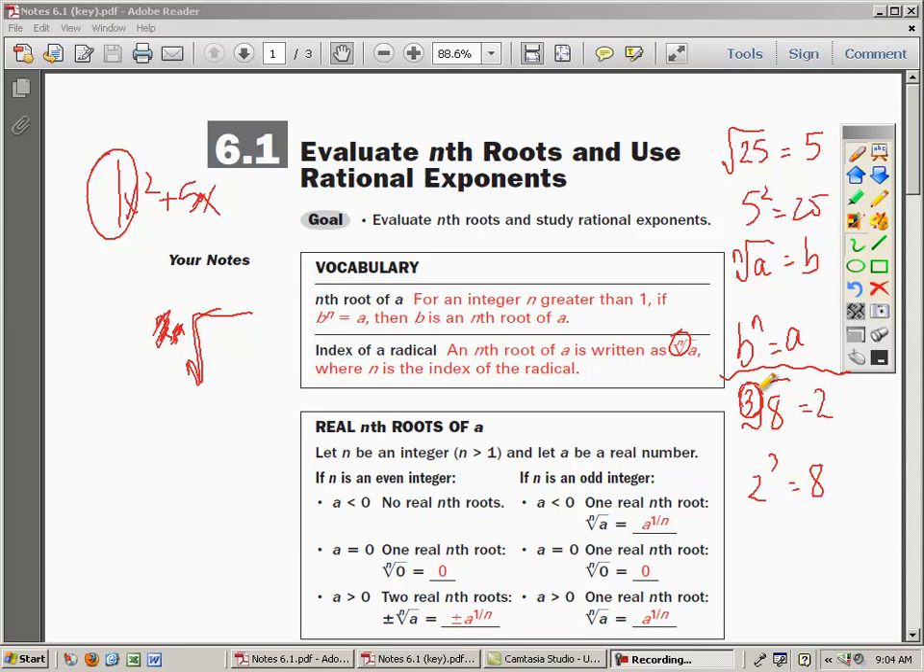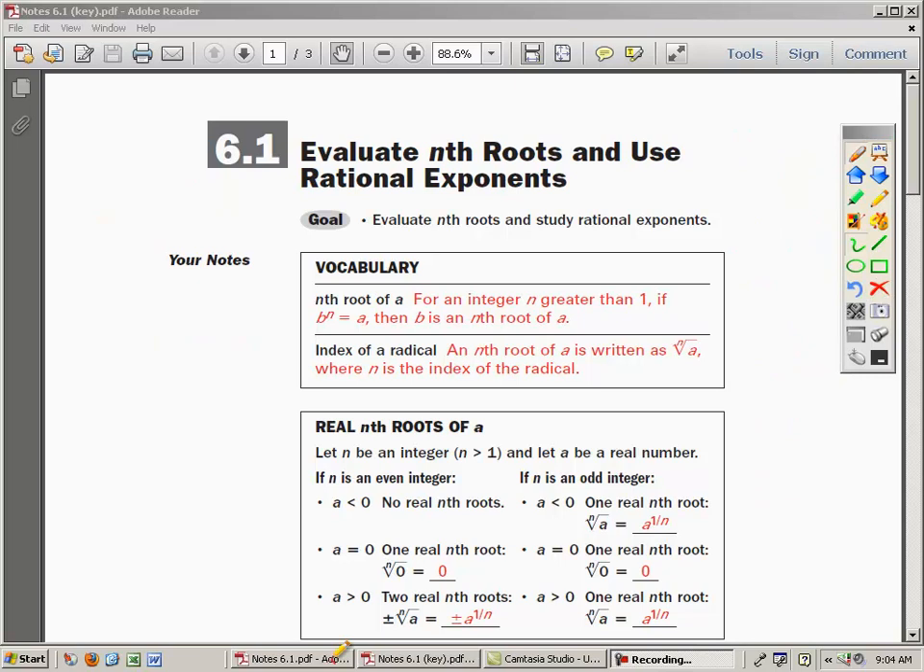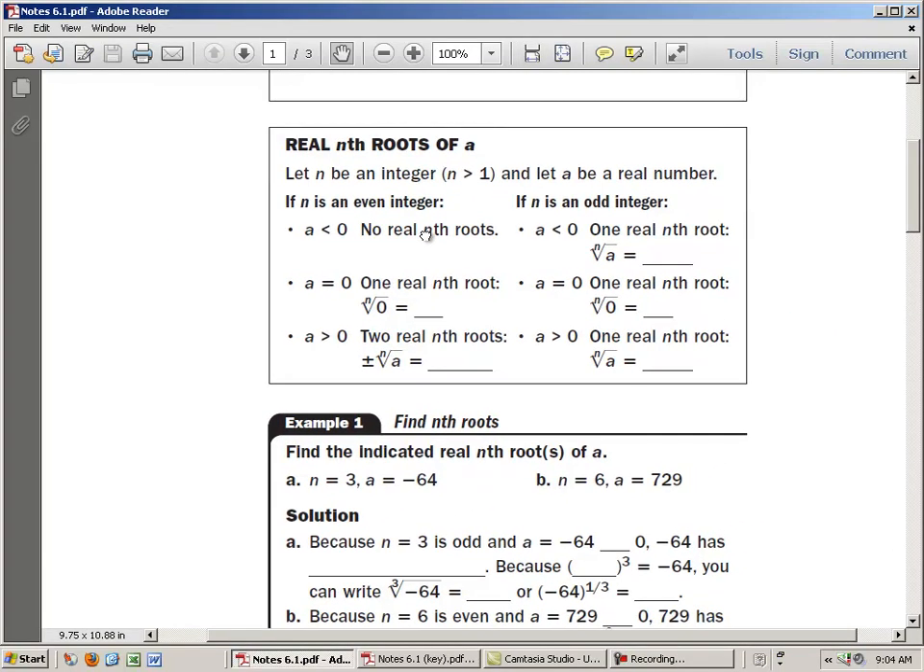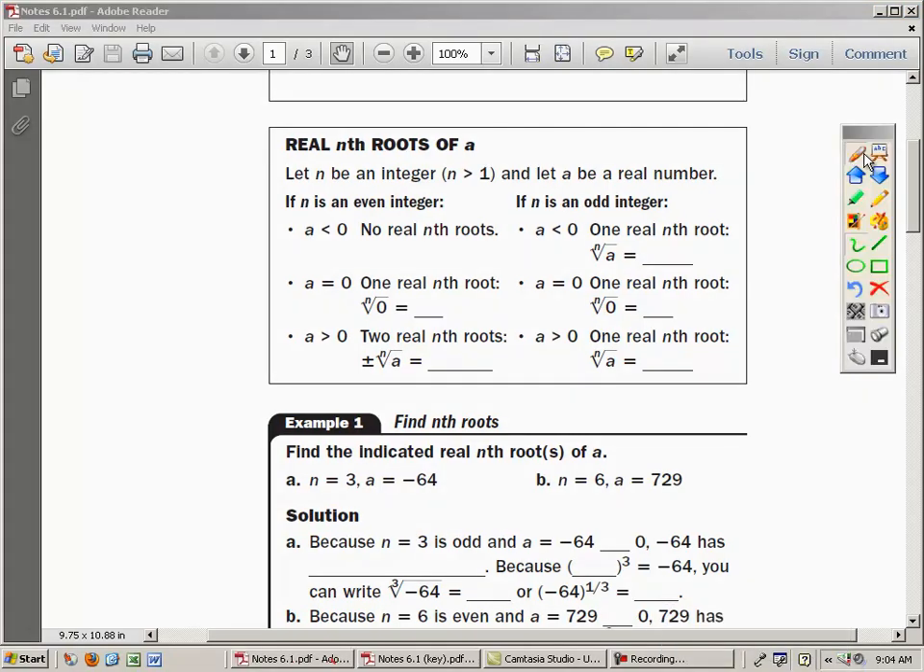Okay, so getting into some actual work down here below, let's take a look at the next little box of information down here. It talks about the real nth roots of a number a. And so we kind of have to divide this chart into 2 here, looking at 2 scenarios. First of all, if n is an even integer. So what we're saying is if the integer out here on the root is an even number. So for example, square root, fourth root, sixth root, eighth root, etc.